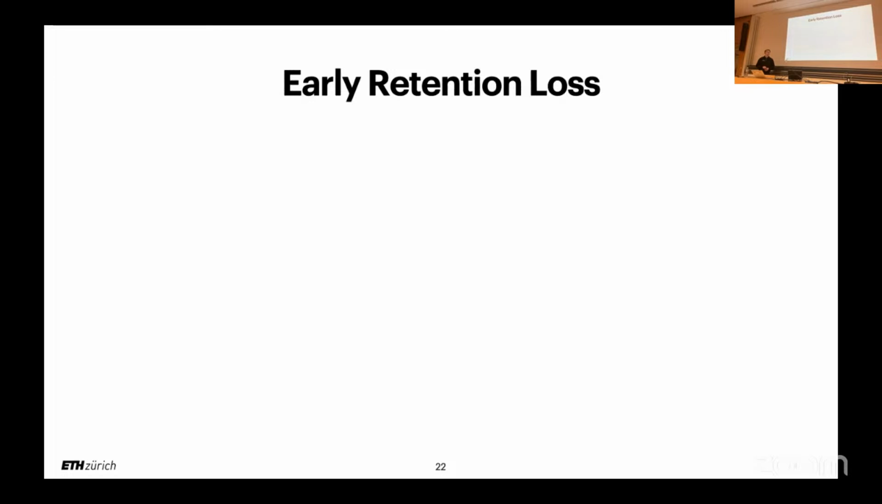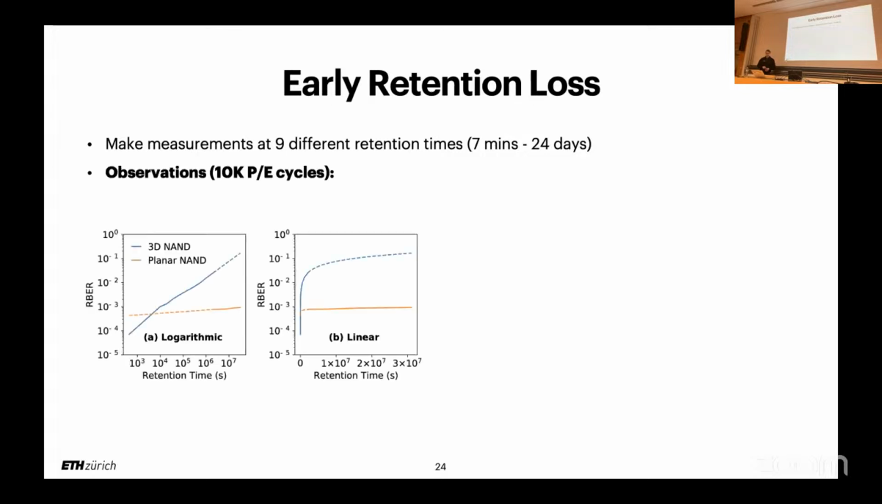Early retention loss. In the paper, they analyze different retention times from 7 minutes to 24 days. This is as opposed to previous works that only look at 5 minutes. So you can clearly see the superiority of this paper. Now, what do we actually observe? Well, this is the same data here.